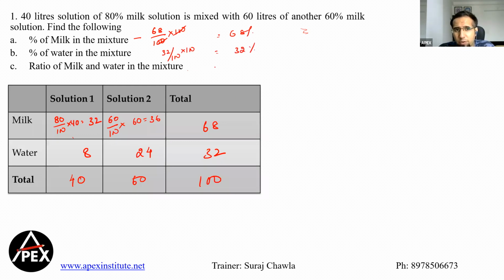And the ratio of milk and water in the mixture is 68 is to 32, which will give you eventually the value as 17 is to 8. Right, so almost all of you have been correct here. So let's move into the next question, please. Yeah, can we solve this question, please? A very good question.